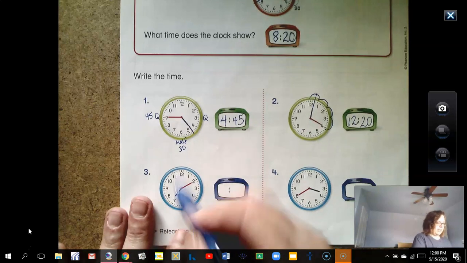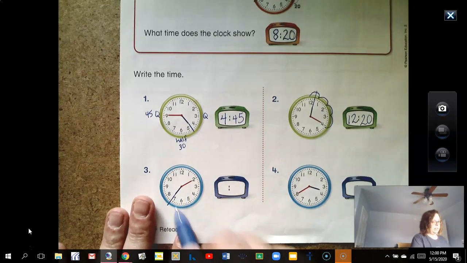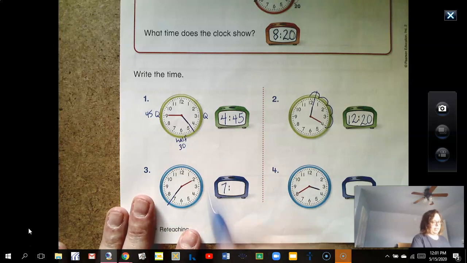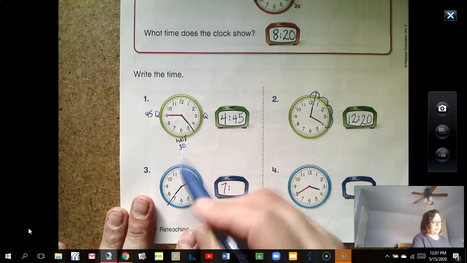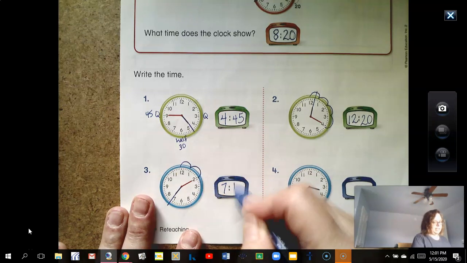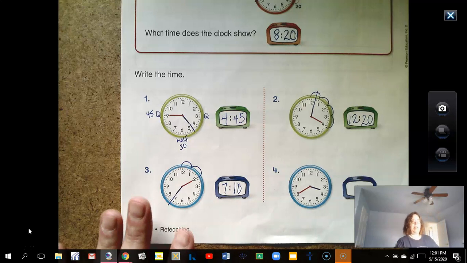Over here, let's look at that hour hand again. When we extend it out, it's between the 7 and the 8. It has not reached 8, so it is 7. Let's look at the minutes. It's on the 2, 5, 10. It is 10 minutes that have gone by on the minute hand, so it's 7:10 or 10 minutes after 7.